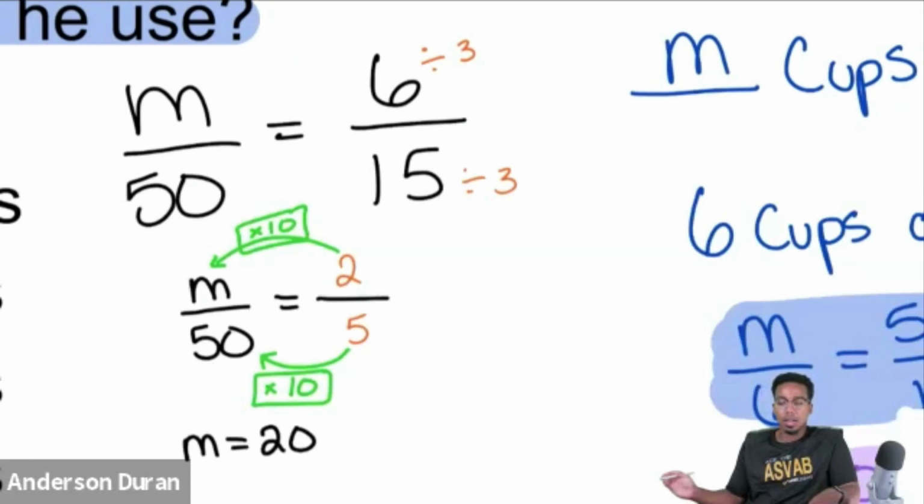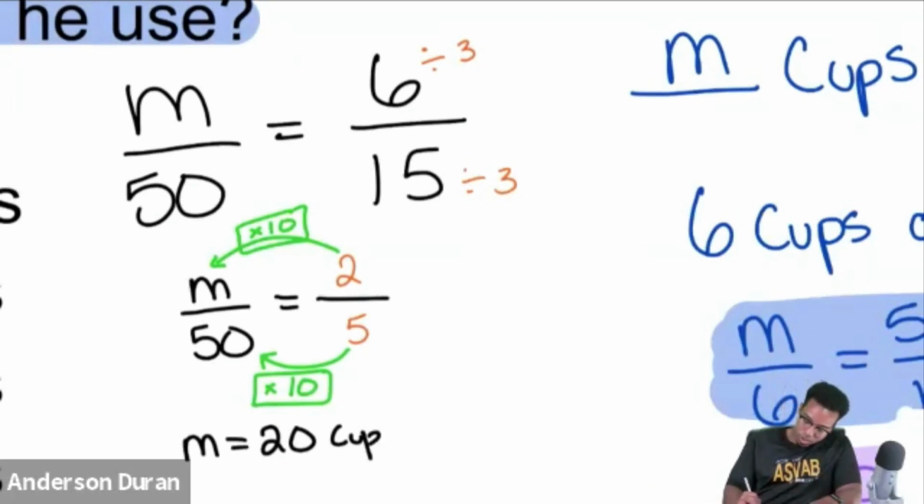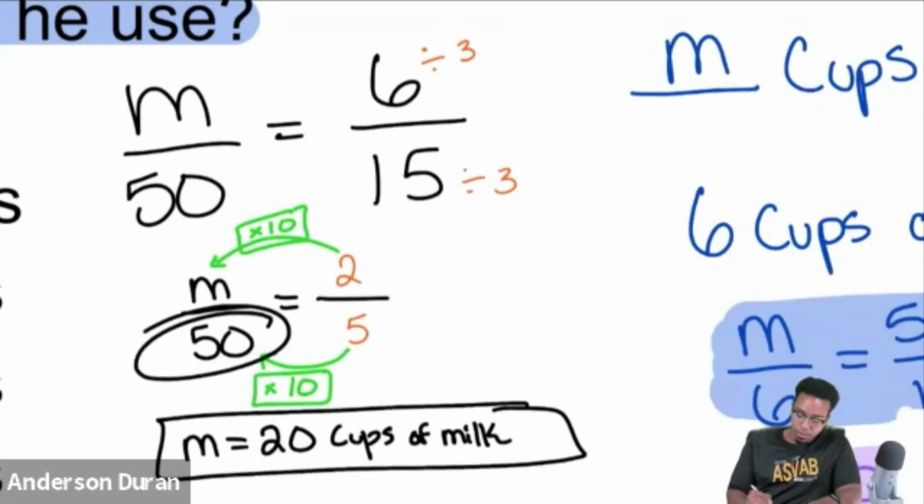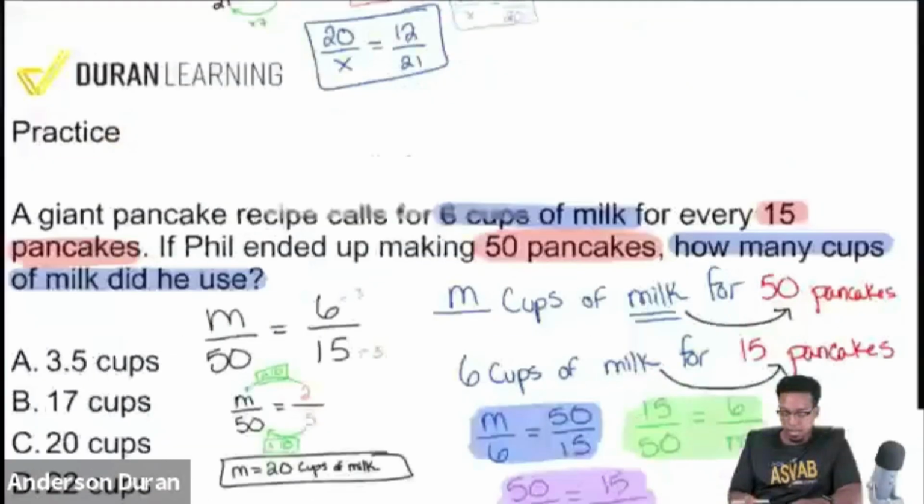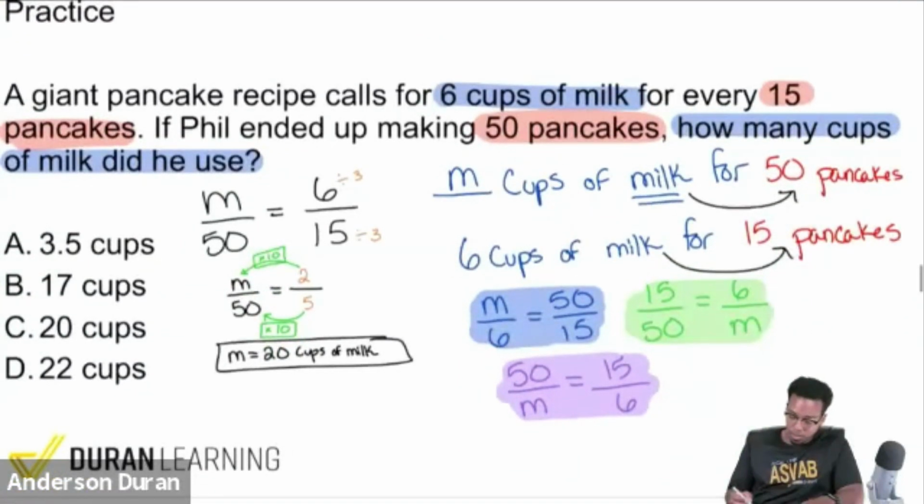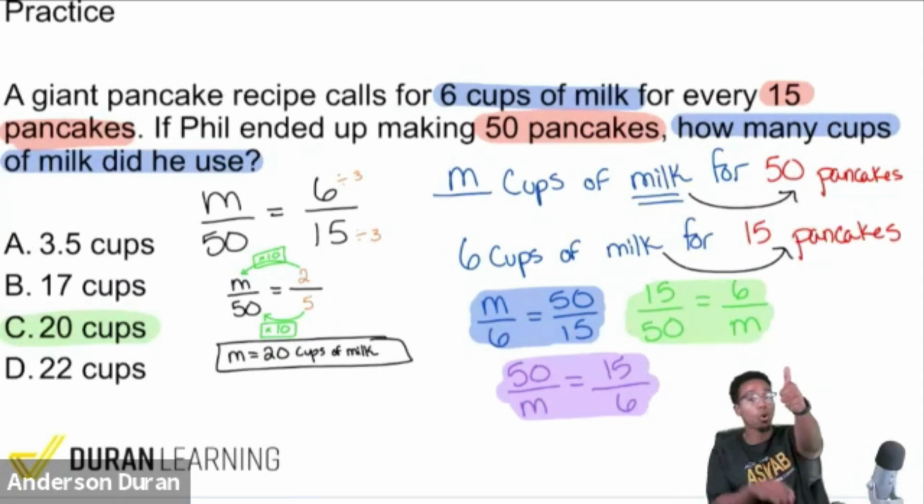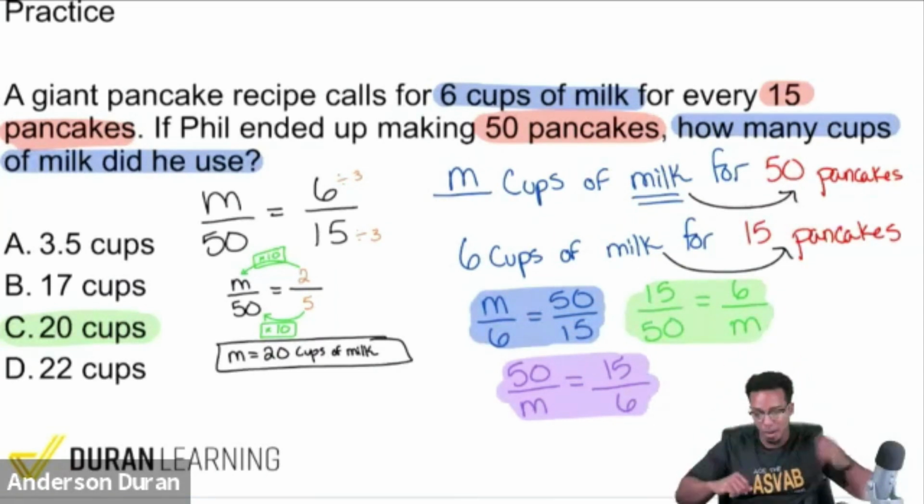That's right, 20 cups of milk. And that's how many cups of milk you need for 50 pancakes. And so boom, there it is. And that's why the answer is C. Shout yourself out if you got the correct setup or you got the correct answer. Either one, shout yourself out. We're feeling good about it.